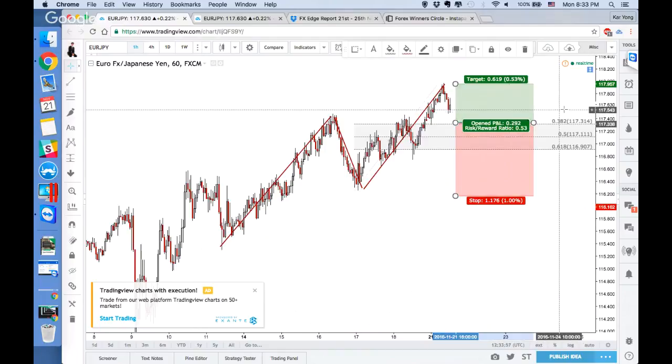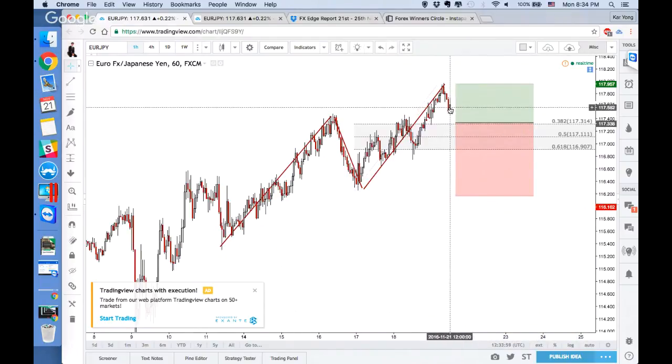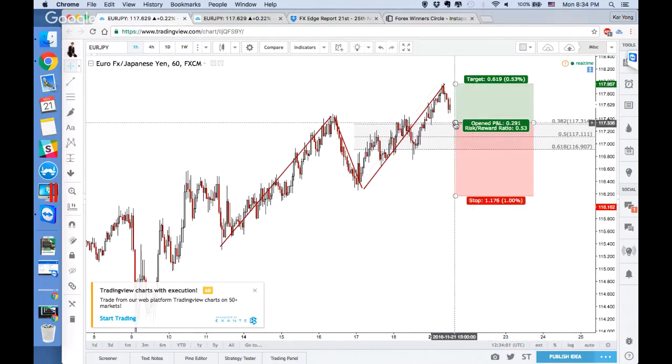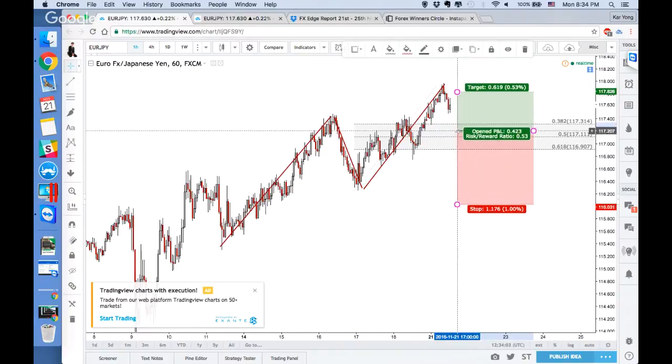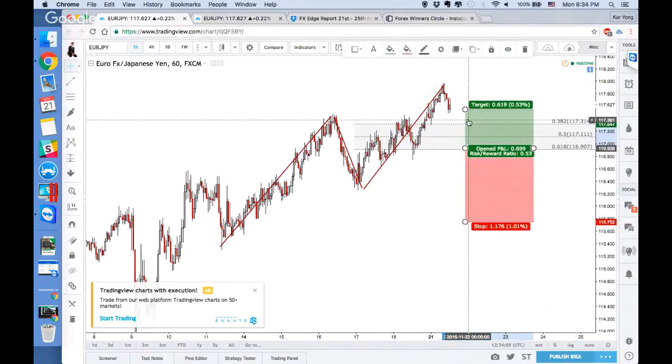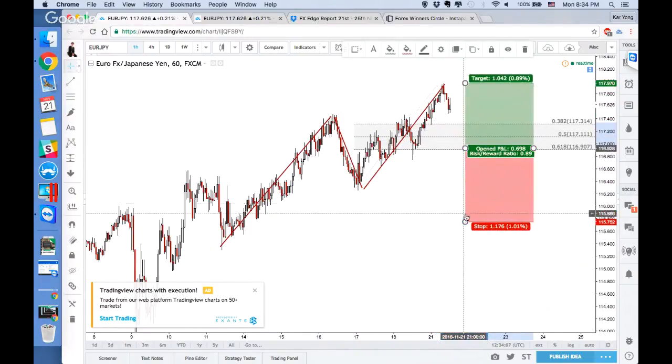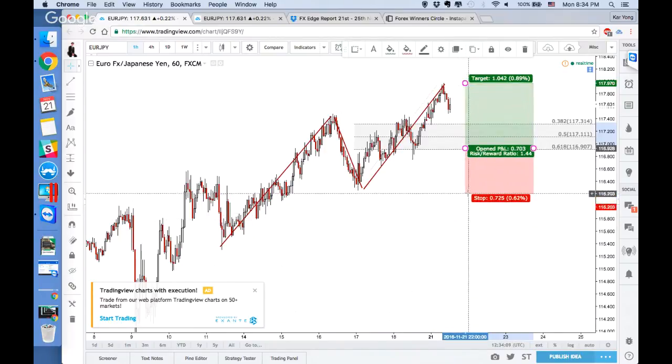Okay, so what I want to do is I'll be patiently waiting for price to at least go lower, maybe towards the 61.8. Okay, and then that's where I would have a better risk to reward ratio. You can see it's at least now above 1:1. So this is the minimum target.